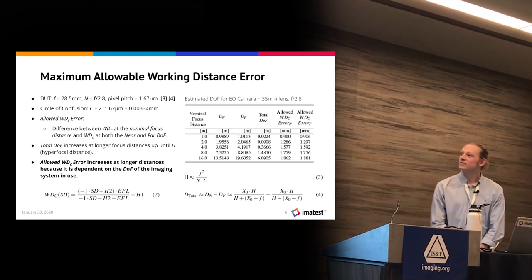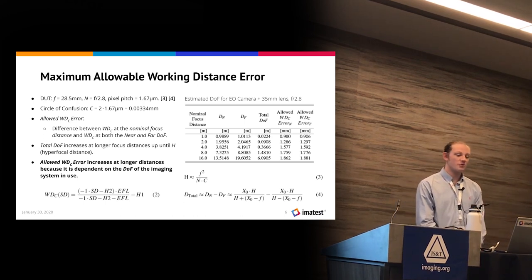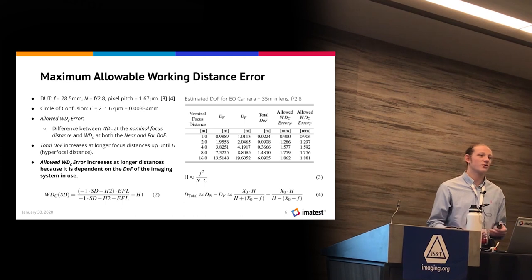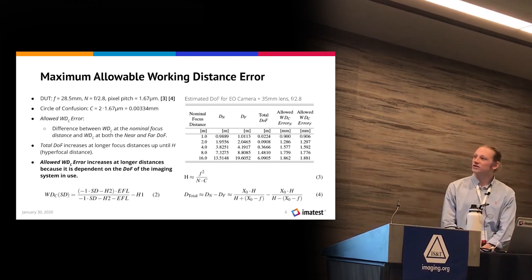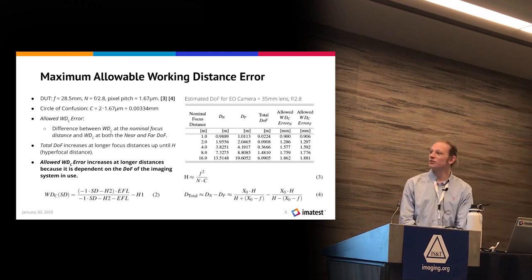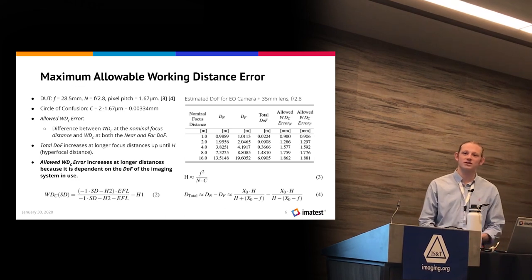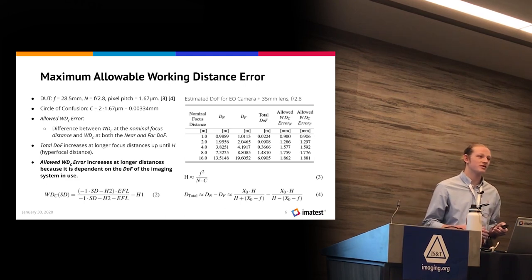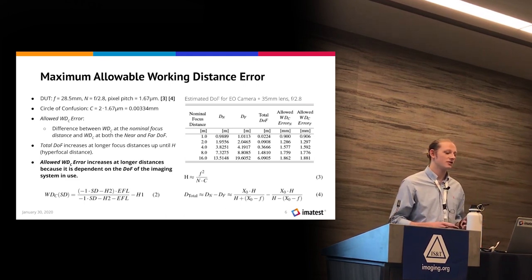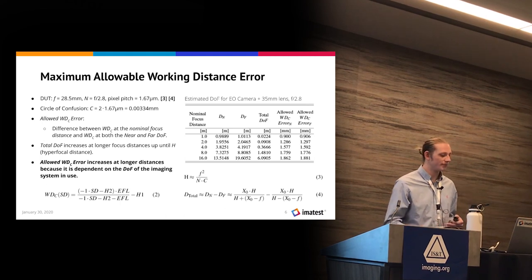The hyperfocal distance of this system is approximated to be 87 meters. For cameras with shorter focal lengths, the hyperfocal distance will be much shorter. Because the total depth of field increases at longer distances up into the hyperfocal distance, the allowed collimator working distance also increases. Even though the simulated distance becomes more sensitive at larger working distances, the optics of the relay lens and the camera work together to keep the allowed collimator working distance error in check.